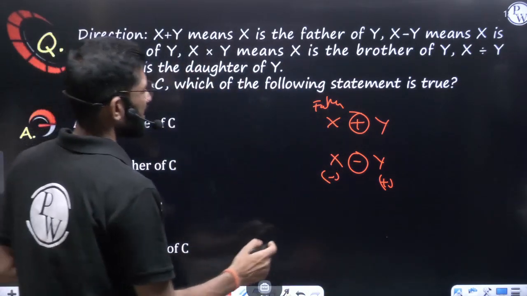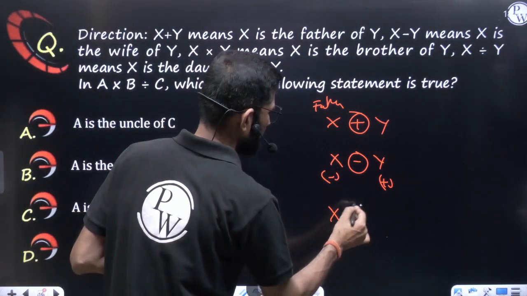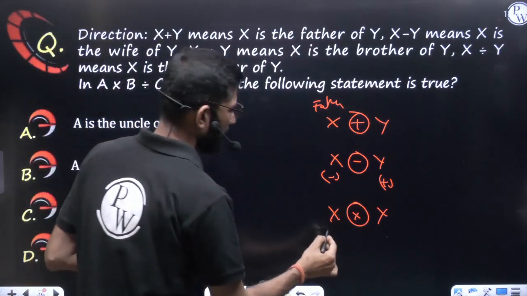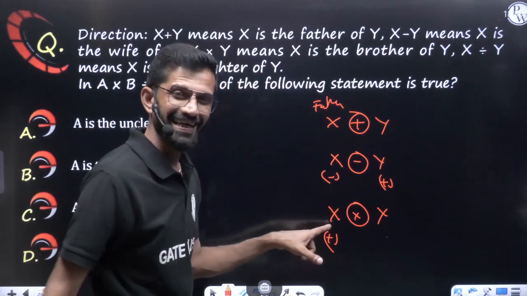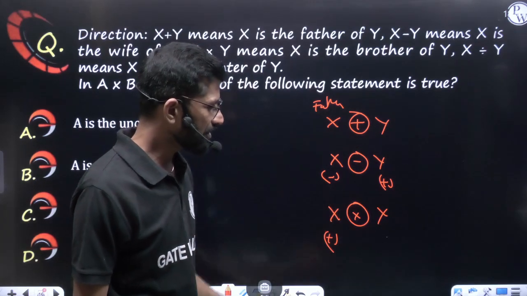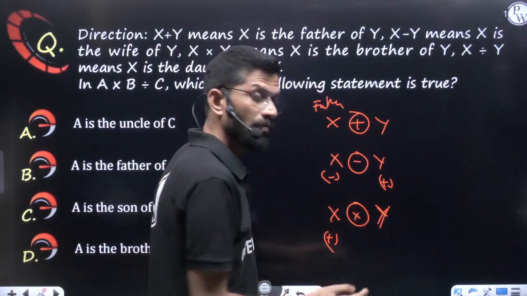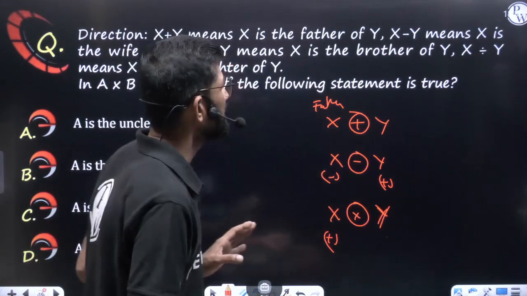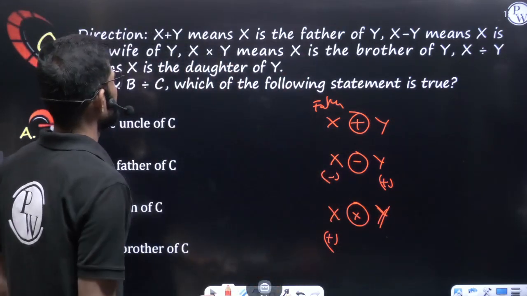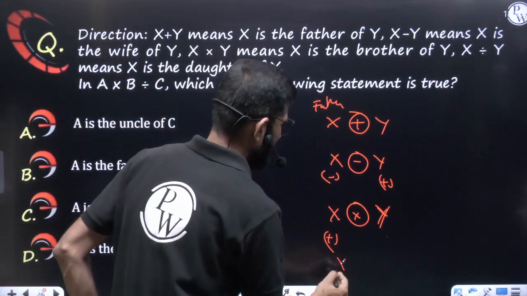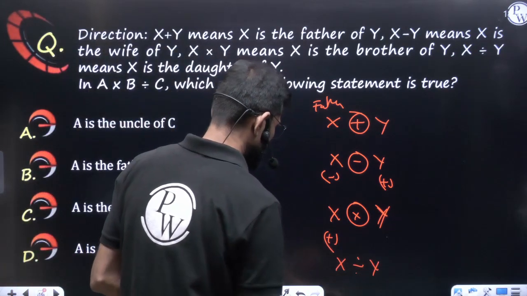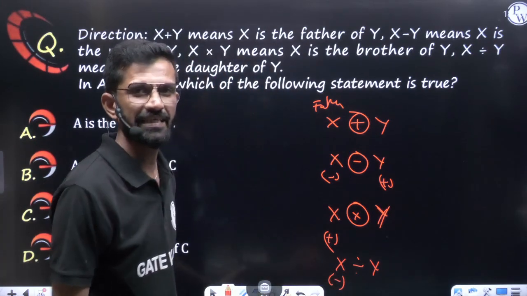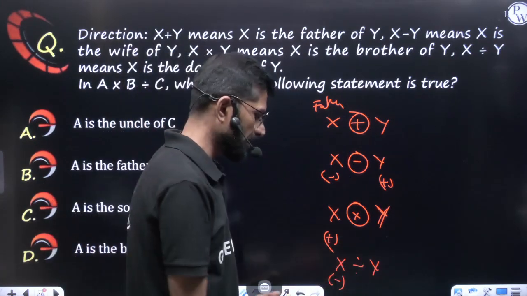Further they are saying X into Y, X into means multiplication Y, means X is the brother of Y. So X is brother. But do you know the gender of Y over here? Y can be brother, sister, anything. So here also the right-hand gender is not confirmed. X divided by Y means X is the daughter of Y. So X is the daughter, which means X is negative. But can we know the gender of Y?